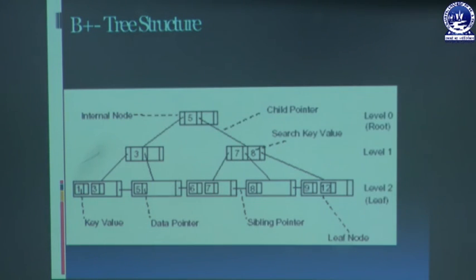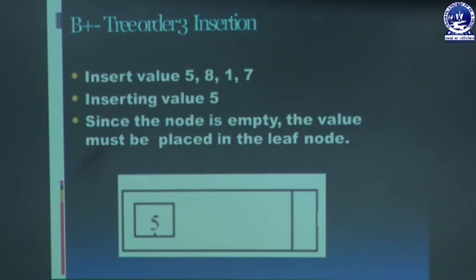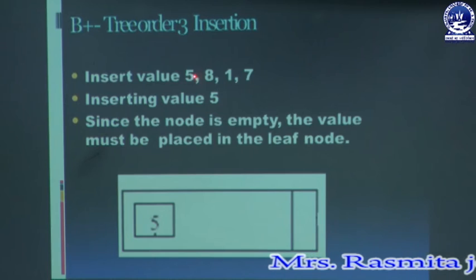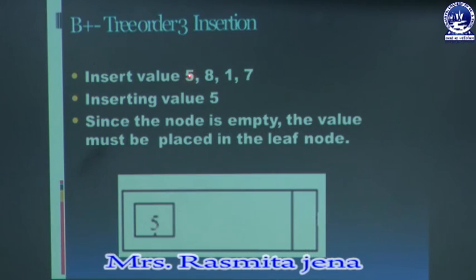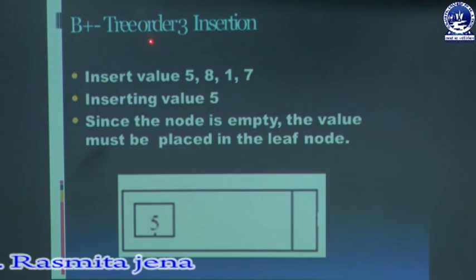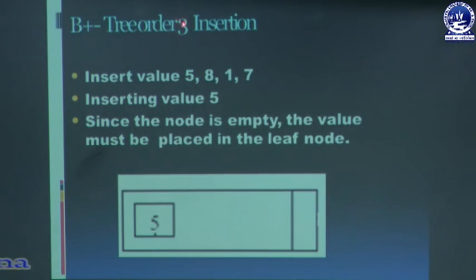Then next we will see the insertion procedure for B plus tree. Suppose we want to insert these data values in a B plus tree. So first we want to insert 5. Let me define the order of the B plus tree. Here the order of the B plus tree is 3. That means here p is 3 and the order of the node is 3, the maximum children it can contain is 3, and the maximum number of key values present will be 2.